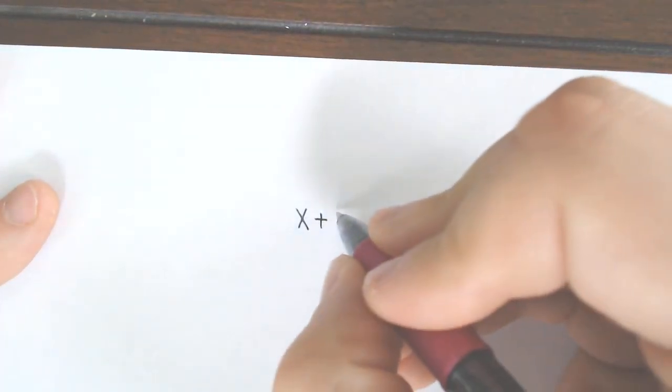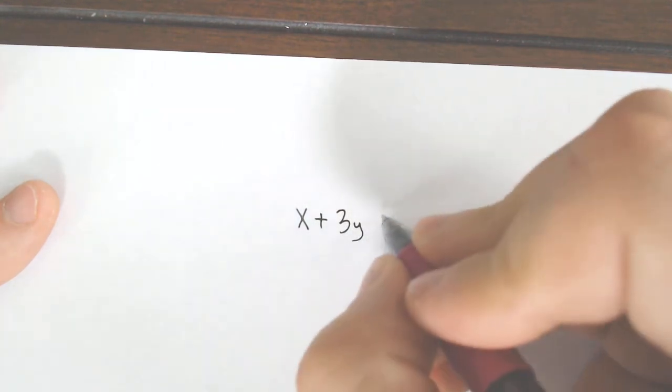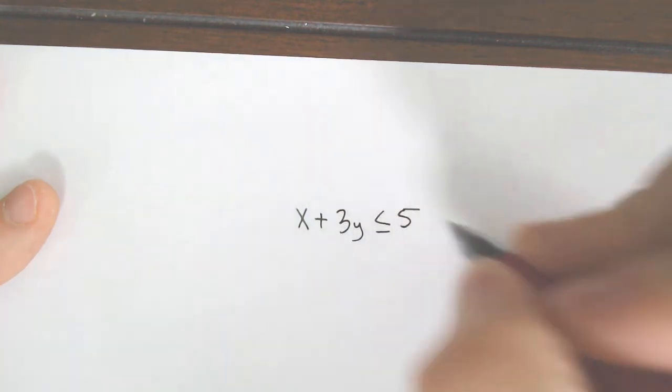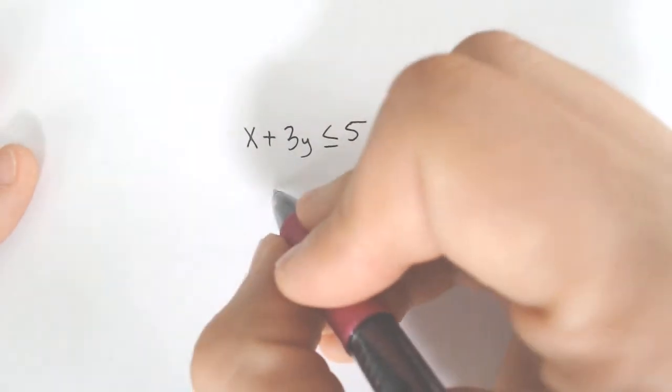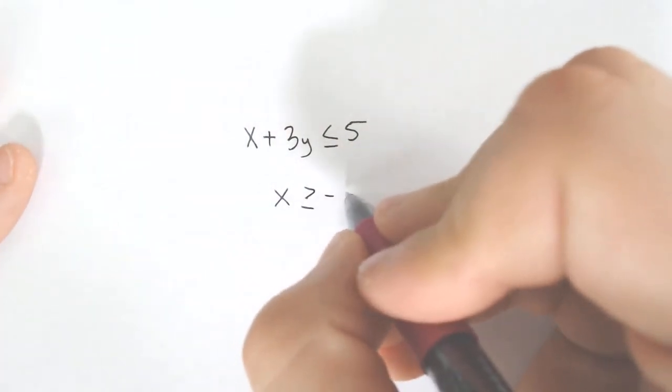Let's see, what is the other? Yeah, here's the last thing that we really have to go over, and that is graphing something like this. X plus 3y less than or equal to 5, and x is greater than or equal to negative 4.